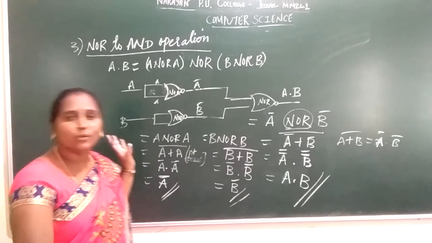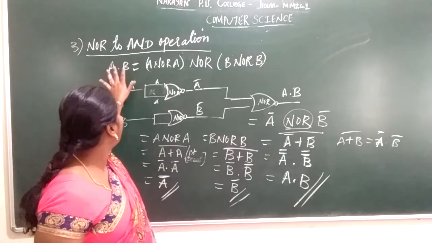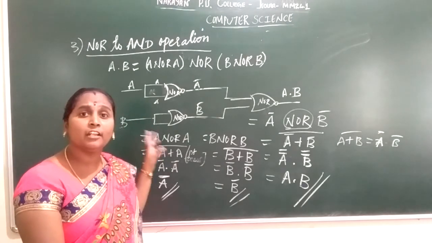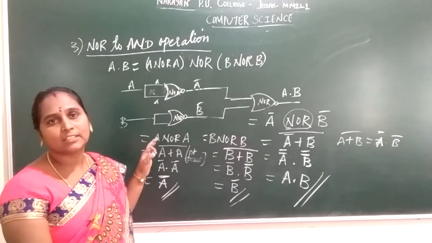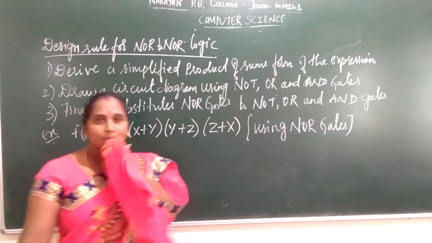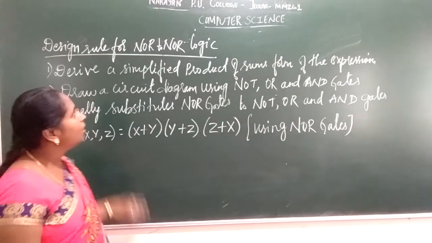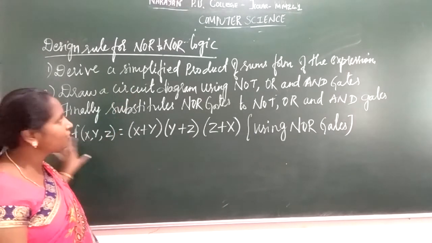We have seen the universal gates, your NAND operation and your NOR operation. Under NOR, again there is a rule: design NOR to NOR rule under two levels of circuits. Let's see the next topic. The last topic is design rule for NOR to NOR logic using two levels of circuits.